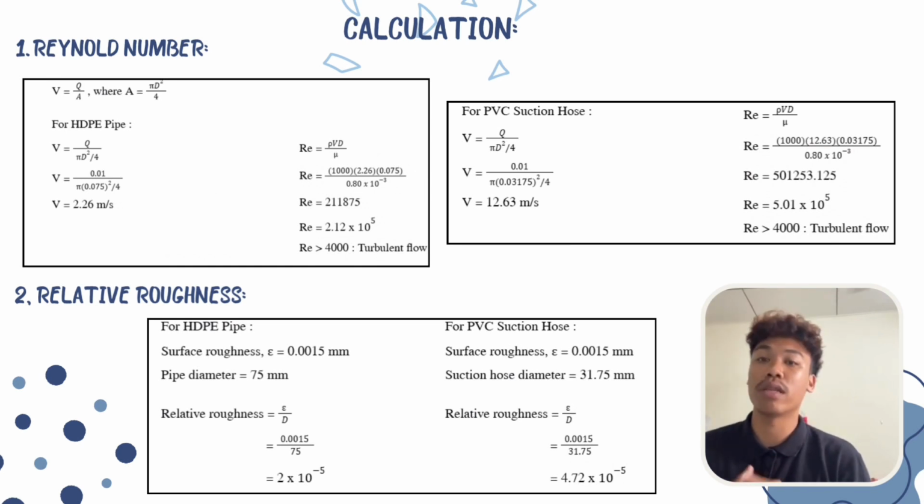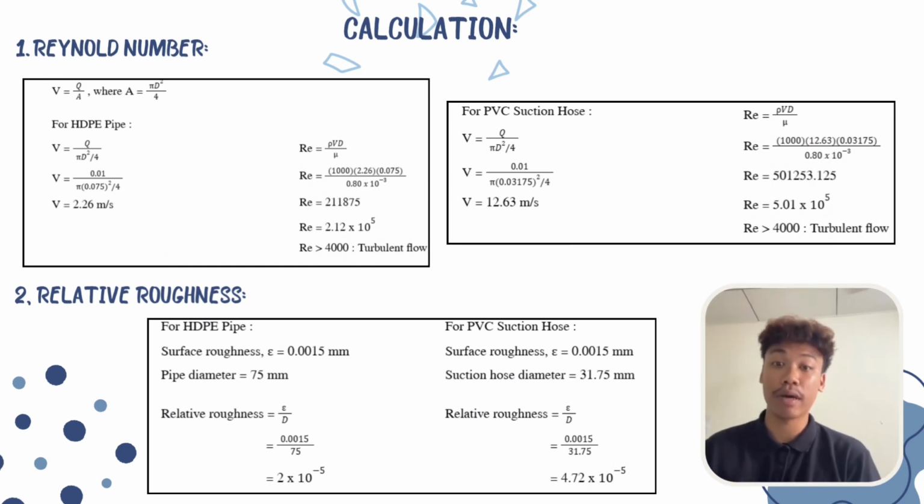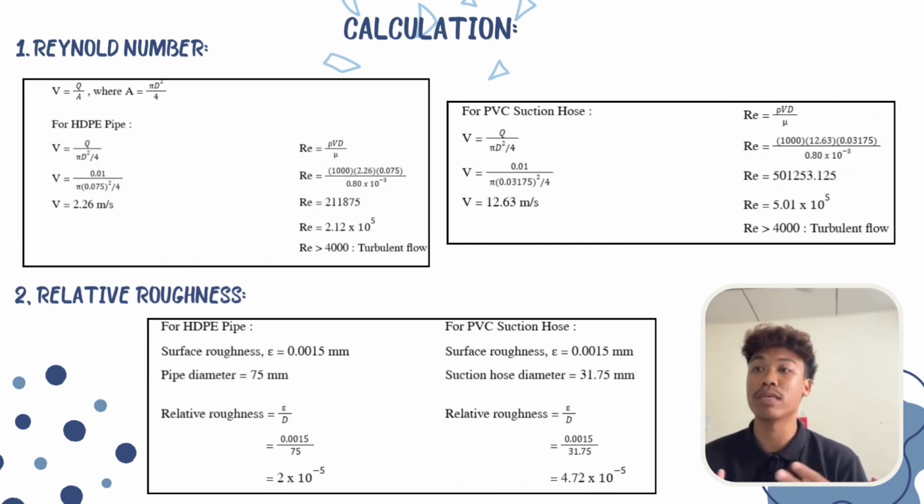Alright, so now we are in the calculation part. First thing first, in this part, we need to find the Reynolds number. Since we have two different pipes, which are the HDPE pipe and the suction hose pipe, with different diameters also, we need to find the velocity for each pipe. When we get the value of velocity, we can calculate the Reynolds number. After we calculate it, the value of the Reynolds number is above 4,000, so it means the flow is turbulent flow.